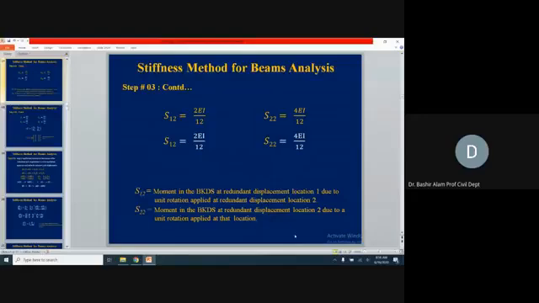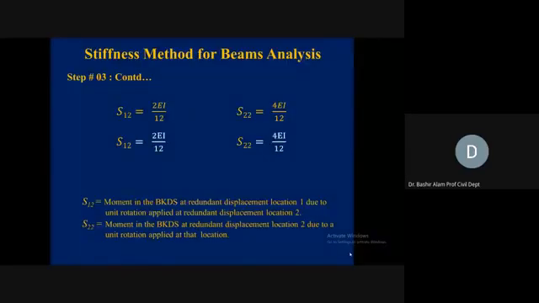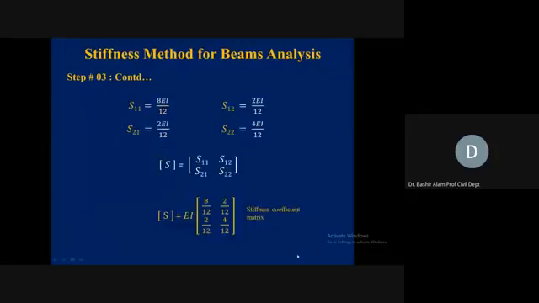With this, you can write very clearly what your stiffness matrix is. You see this was S11, this was S21, this was S12, and this is S22. So here we complete this one. You don't need to go through all these explanations when you are solving a problem.